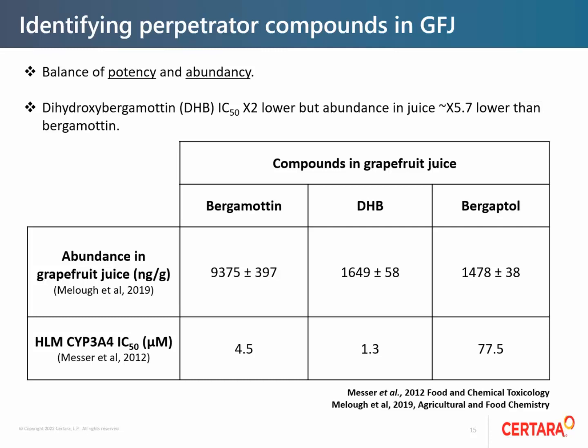Dihydroxybergamottin is a little bit more nuanced, since it is the most potent compound in terms of inhibiting CYP3A4 enzymes. However, its abundance is about 6-fold lower in grapefruit juice than that of bergamottin. And as a result, bergamottin was selected as the final primary perpetrator available in grapefruit juice in inhibiting CYP3A4 enzymes due to its moderate potency against inhibition, but also its high abundance in grapefruit juice.